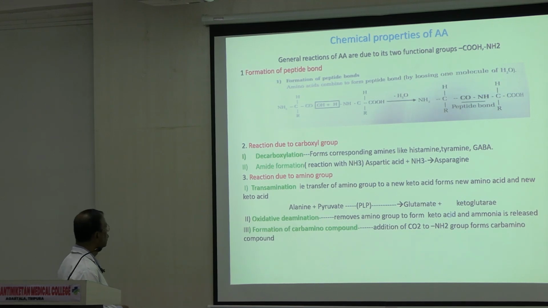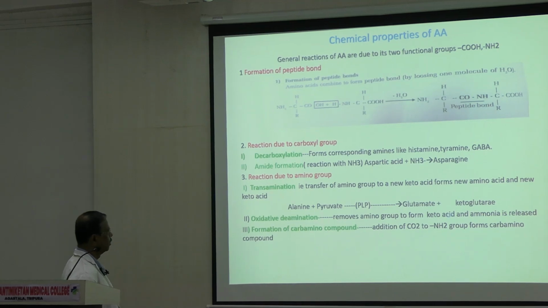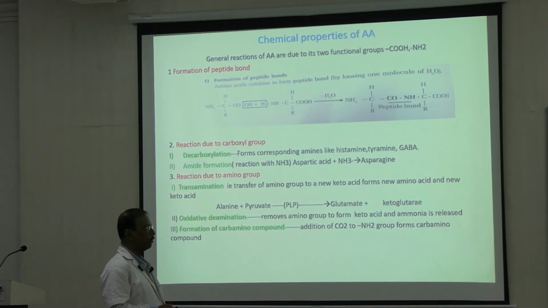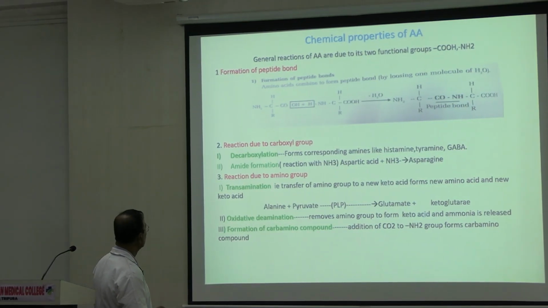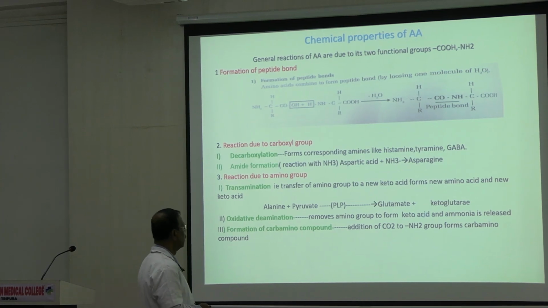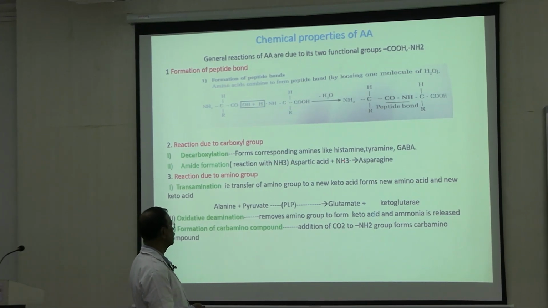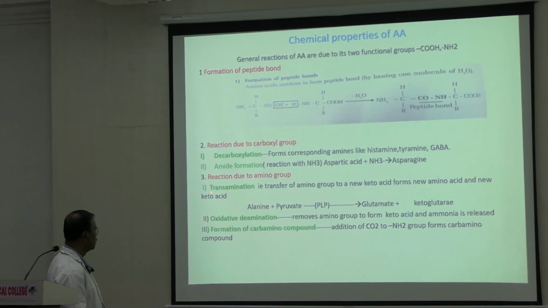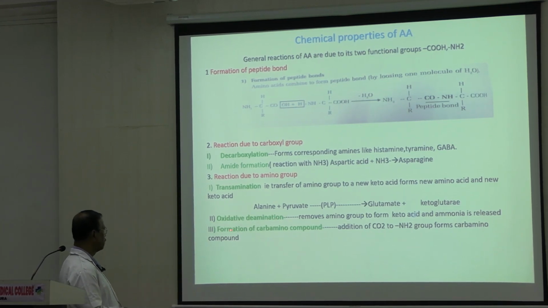Now, reactions due to the carboxyl group: the carboxyl group can be removed and forms the corresponding amines like histamine, tyramine, gamma aminobutyric acid. Reactions with the amino group: reactions with ammonia, such as aspartic acid, when it reacts with ammonia, it gives asparagine. Due to the amino group, transamination reaction, oxidative deamination and formation of carbamino compound.